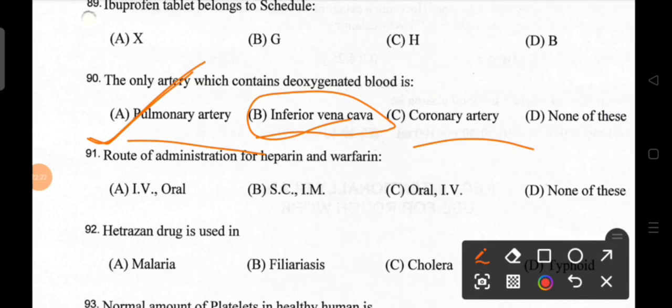The pulmonary artery runs from the heart to the lungs. It carries the deoxygenated blood from the heart to the lungs to convert it to oxygenated blood. So the answer will be option A, pulmonary artery, which is present inside the heart and connected to the lungs. It is the only artery which carries deoxygenated blood. This is also a very important question which comes generally in many competitive examinations, GPAT level also.